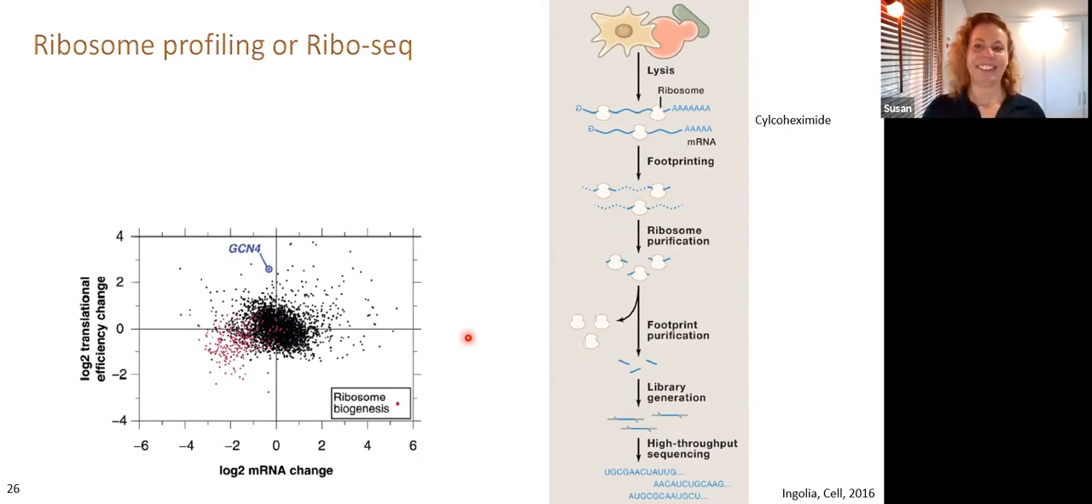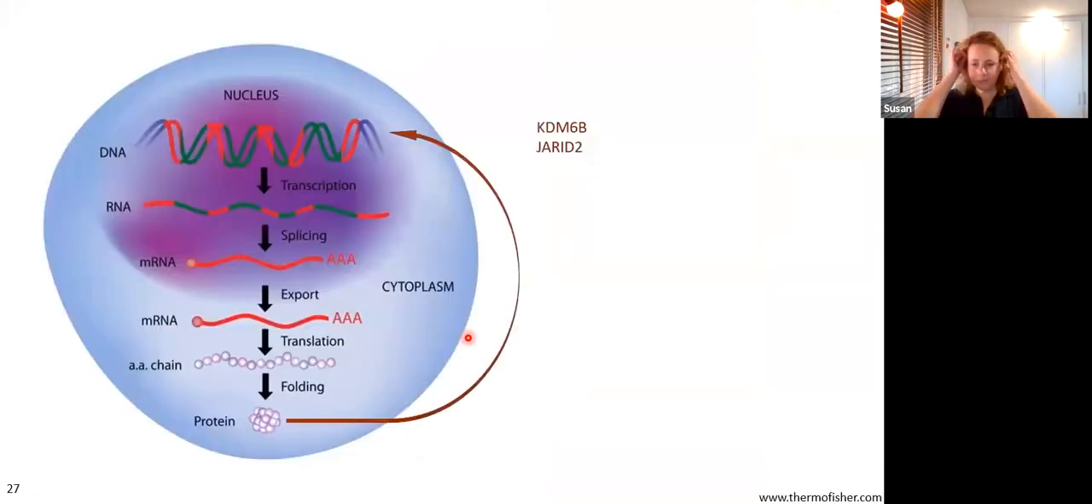But there are even more benefits from it. And I would like to present now two examples from our current work in the group, where Riboseq would be really helpful. One example is two genes, or proteins, called KDM6B and JARID2. These two proteins are so-called chromatin modifiers. So they act in the nucleus on the DNA.